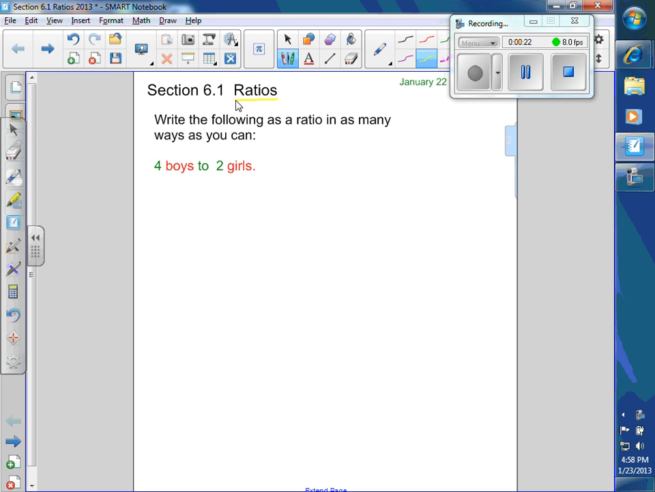So the first thing that you're asked in the book is to be able to write the following ratios in as many ways as you can. And what that means is the author wants you to understand that you could write ratios with English words, like saying 4 to 2, like this ratio 4 boys to 2 girls is written. But you could also write that with a colon. When you write it with a colon like this, you still read it as 4 to 2. And finally, you could write it with a fraction, which you also see sometimes in fraction form, and you would still read that as 4 to 2.